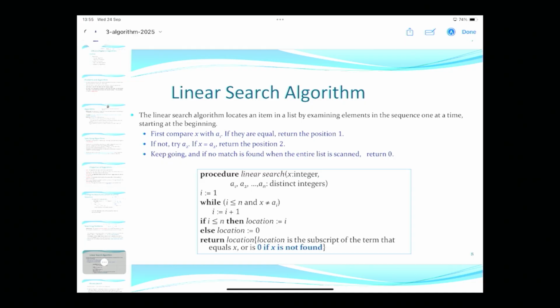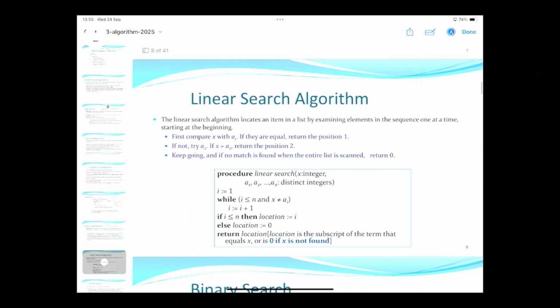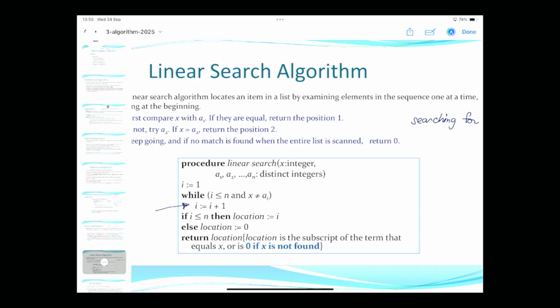check if Ai is equal to x or not. x is what we want to find out, so we search for x, where x is an integer. And keep checking if x is equal to Ai or not. If it's not, then increment i, checking with the next element in the list. So that would be A1, then A2, A3, and so on.